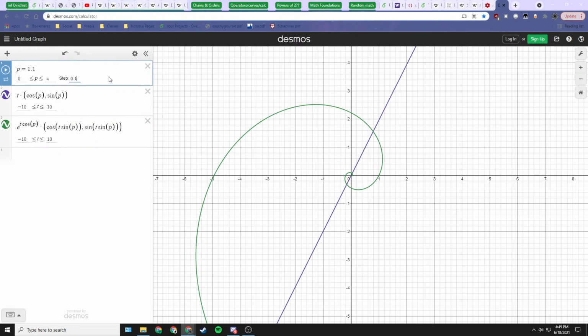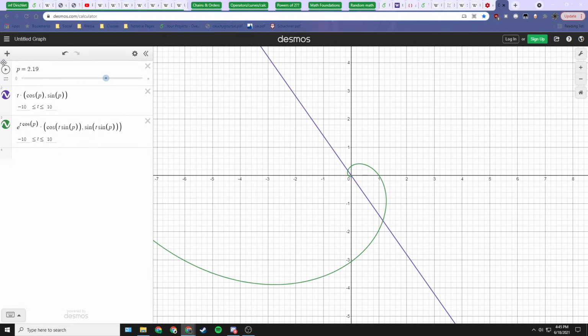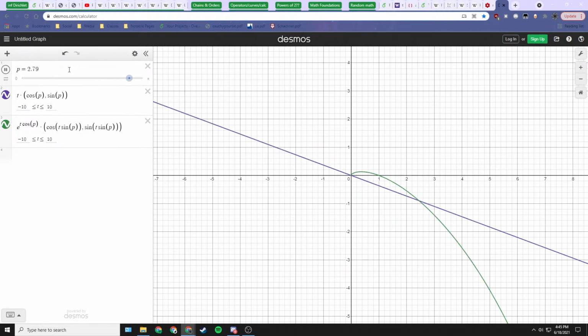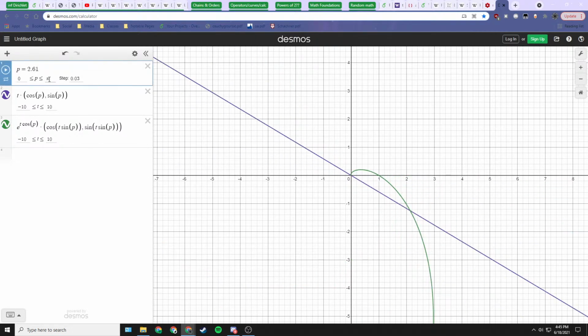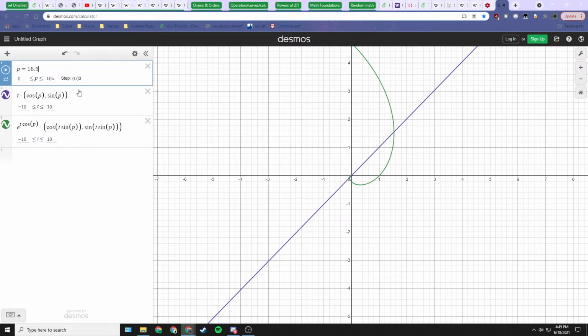And yeah, I guess that's pretty much it. So we can just look at this spiral around. That's way too fast.